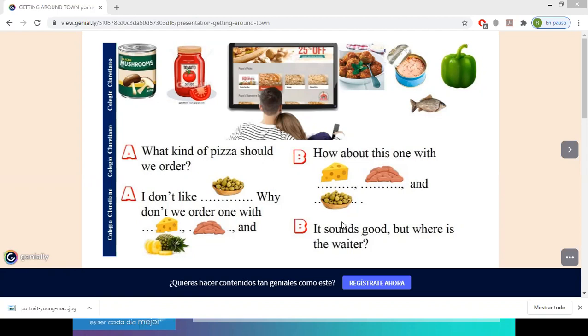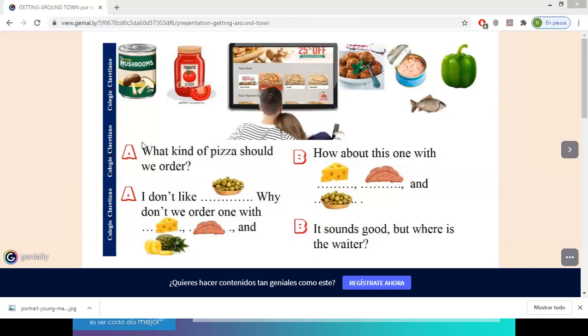Very good, very good. Thank you, Daniela. Thank you, Kelly. Now, we mention the ingredients, please, for the pizza. Okay, now change the ingredients. Now, let's see. Gonzalo, please, you are going to be A. And Ramiro, please, you B. Okay, Gonzalo A, Ramiro B.